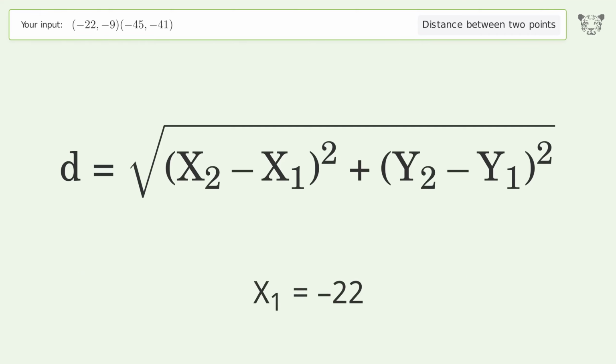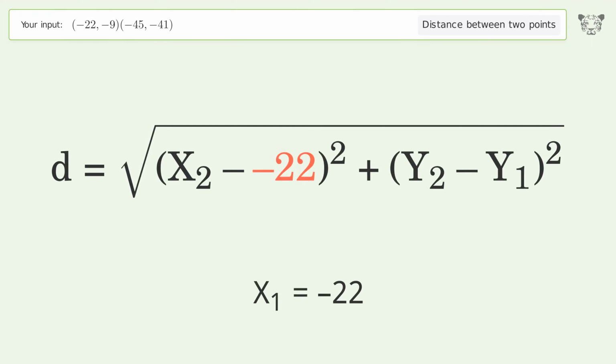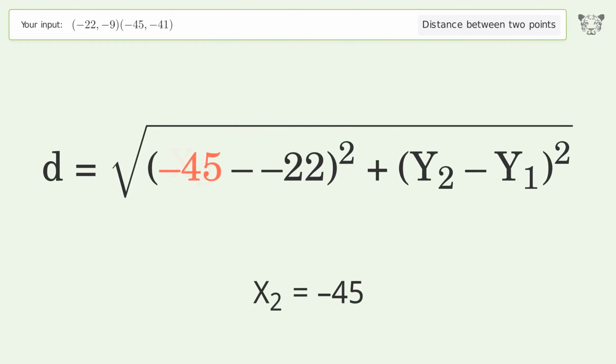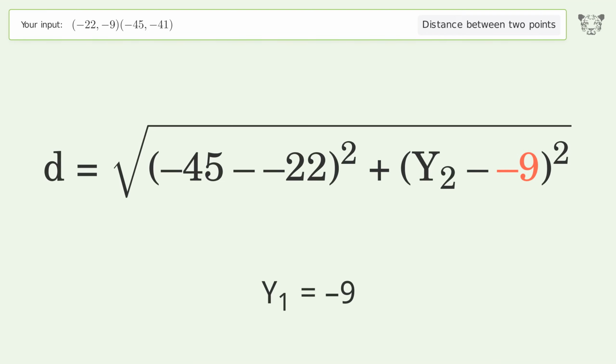x1 equals -22. x2 equals -45. y1 equals -9. y2 equals -41.